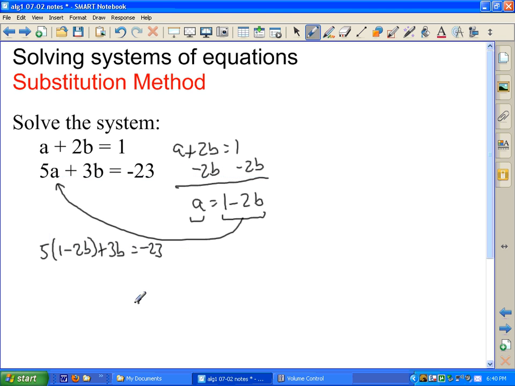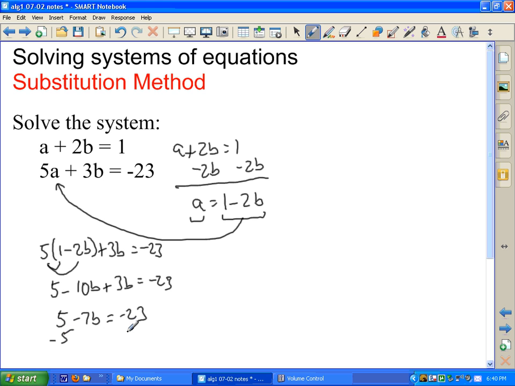Now we have to solve this equation for b. So I'm just going to use my regular distributive property here. We get 5 minus 10b plus 3b equals negative 23. These negative 10b and 3b combine to make a negative 7b. So 5 minus 7b equals negative 23.